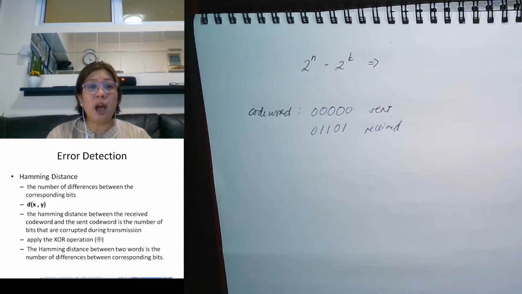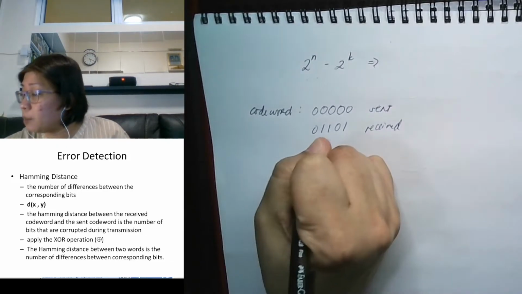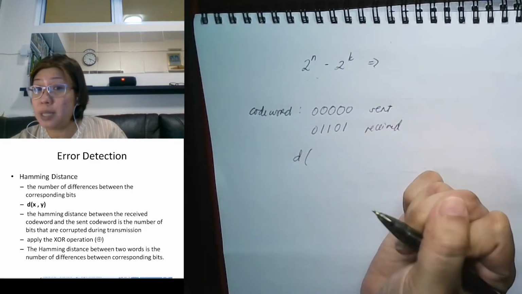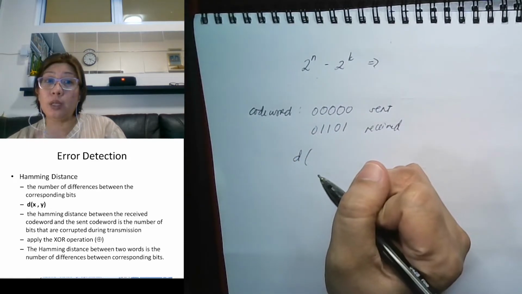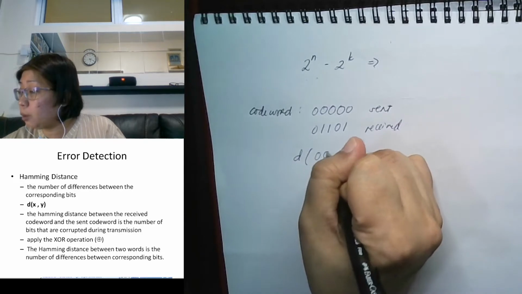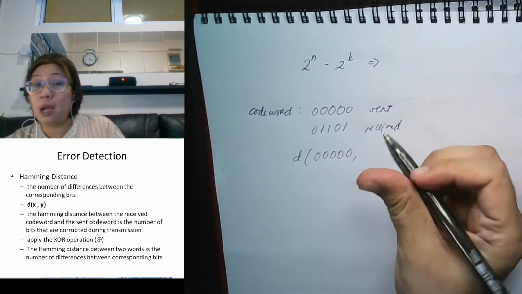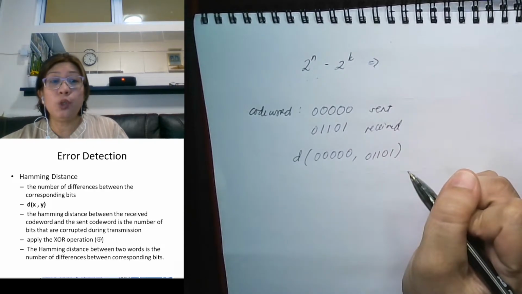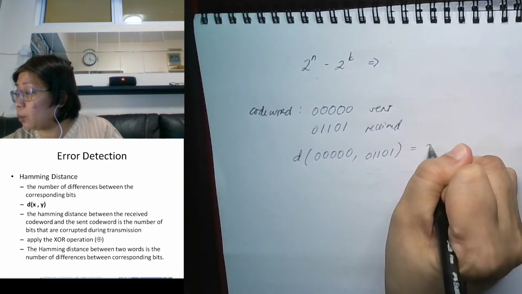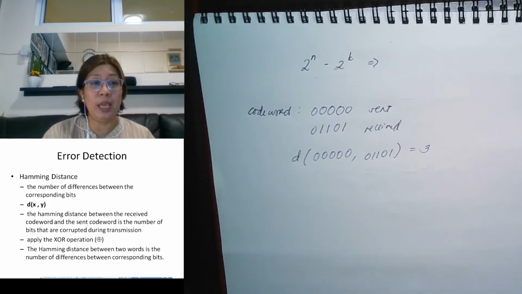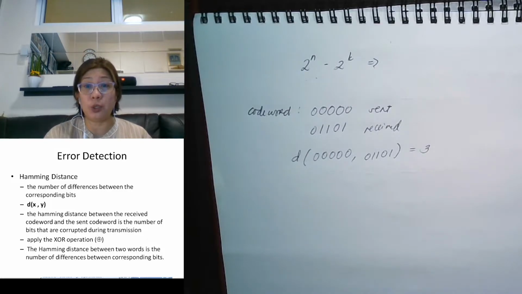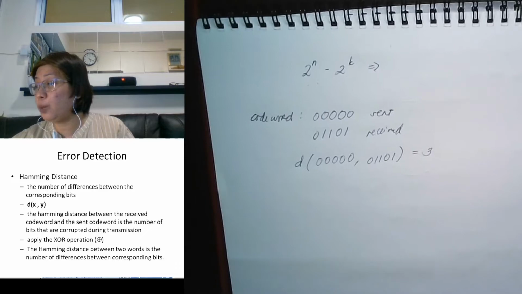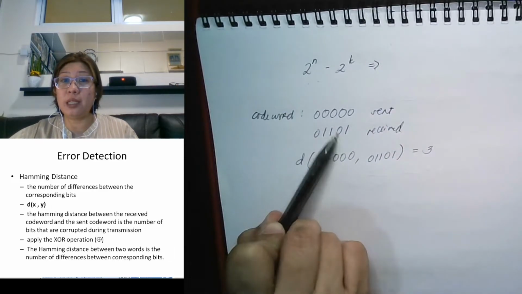And the Hamming distance between the two is represented as d. So what is your x? x is the one that was sent, that is 00000, and then received is 01101. So our Hamming distance is equal to 3. We will just count the number of ones in the result. So how do we get the result? We just XOR the sent and the received messages.